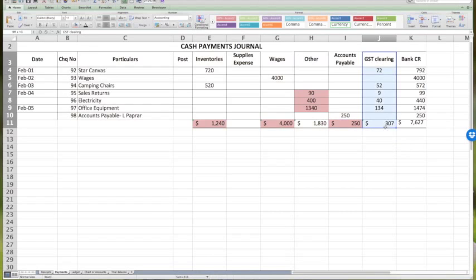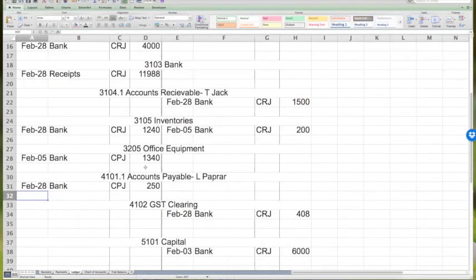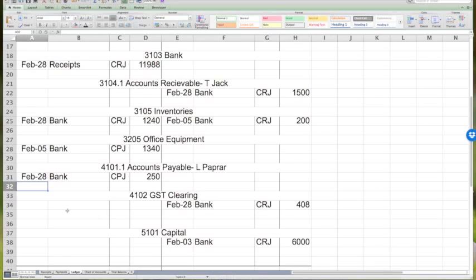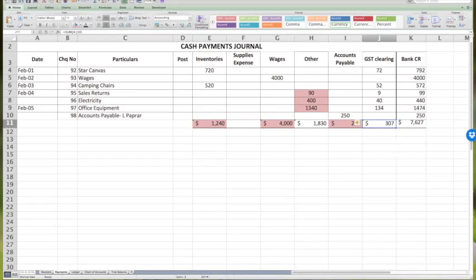Okay, next account we've got is GST clearing. So that is a column total that we're posting, $307. So we'll find GST clearing in the ledger. We're posting a total. It's going to the debit side, February 28th. Comes from the cash payments journal. And $307. Going to colour that one in.